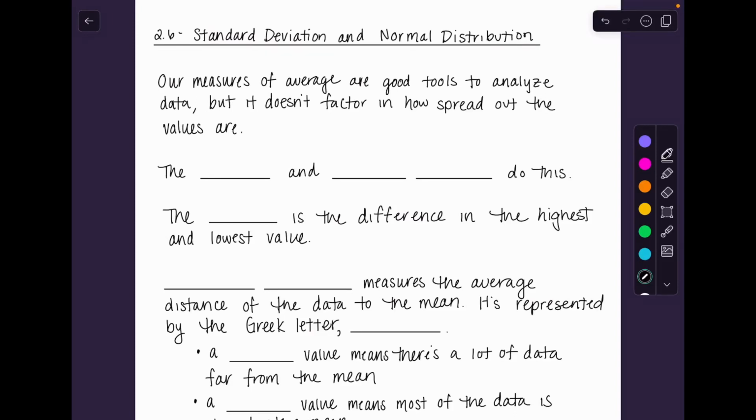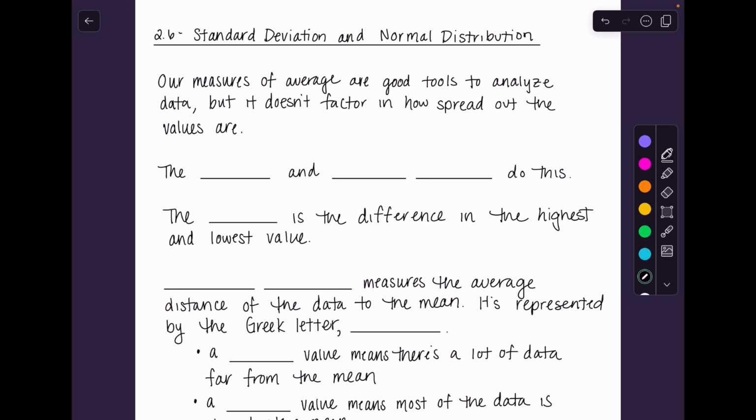Now that we've talked about the concept of an average representing some kind of statistic within our population, we want to talk about a couple other things. These measures of average are really good tools to help us start analyzing data, but the problem is that doesn't really give you a clear picture of what's going on. So we wanted to talk about how spread out our data values are.